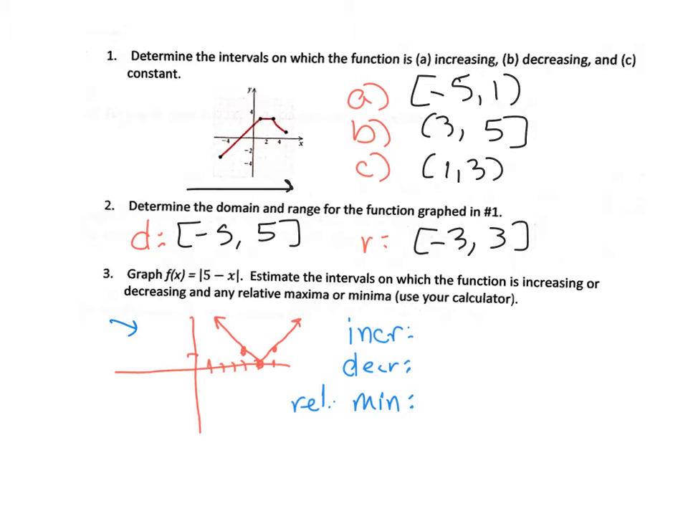It's increasing from the vertex to the right, so it's going to be increasing from 5 to infinity. It's decreasing far left until it gets to 5. Remember, you're using your x coordinates when you're doing increasing, decreasing, because you're looking left to right.